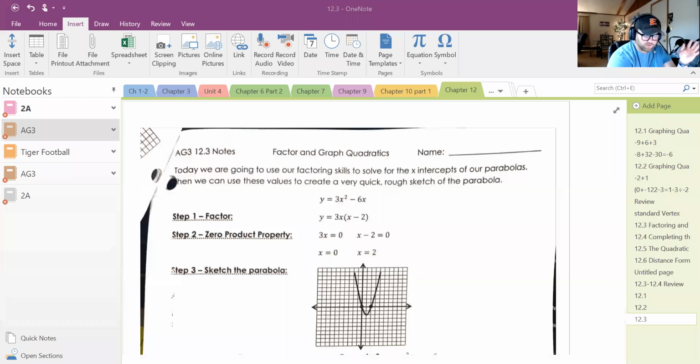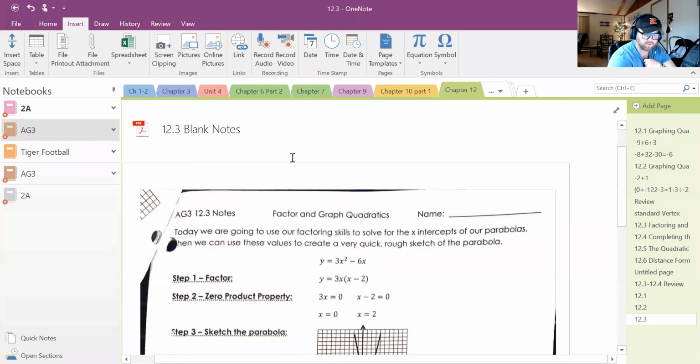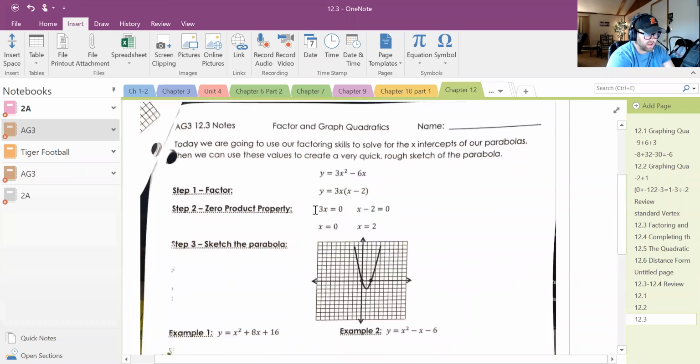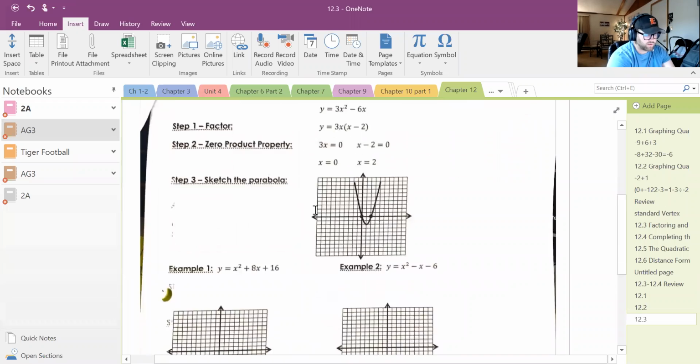Okay, so let's just review what we've been doing. We just took a quiz over this today. So we've been graphing quadratics. We've been looking for the axis of symmetry and the vertex based on the standard equation that they give us. Okay, so today we're actually going to go one step further.